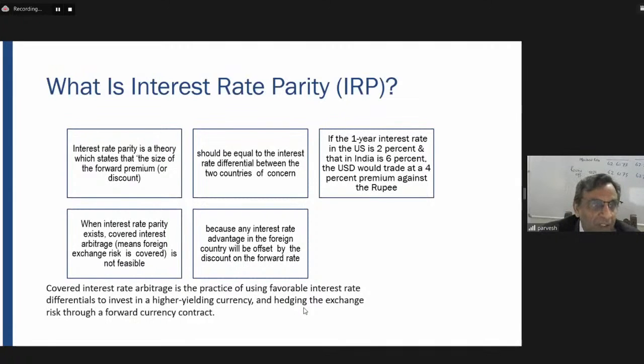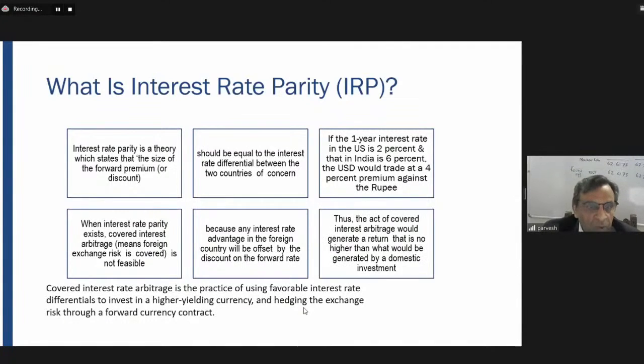Okay, so that's why we say that arbitrage will not be there. So the act of covered interest arbitrage would generate a return that is no higher than what should be generated by a domestic investment.